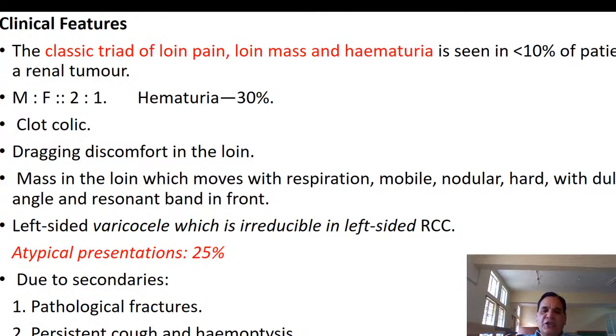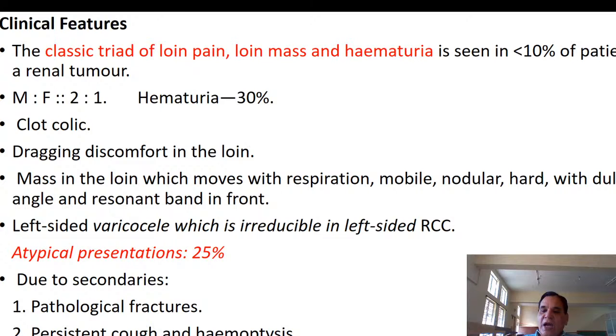Clinical features, just remember this. Classic triad of loin pain, loin mass, and hematuria. This is the triad of RCC. Hematuria 30%, pain is clot colic. Severe pain stops after some time. Dragging discomfort in loin. And everybody must know, this mass moves with respiration because the kidney is attached to the diaphragm. It is touching the diaphragm.